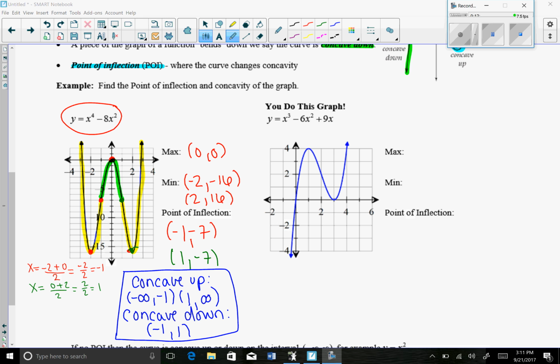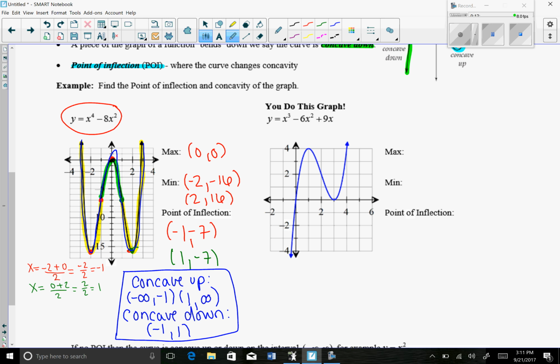So I just went ahead and wrote my intervals. So again, you use your points of inflection for concavity, so I can see from this portion of my graph, from -infinity to an x value of -1, I am concave up. And then from -1 to 1, I'm concave down. And from 1 to infinity, I'm concave up again.